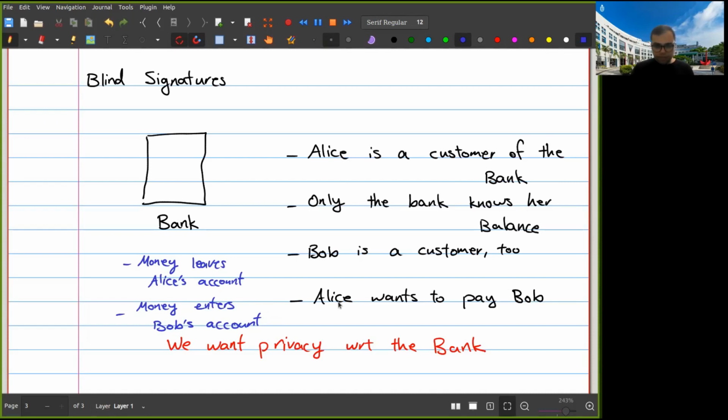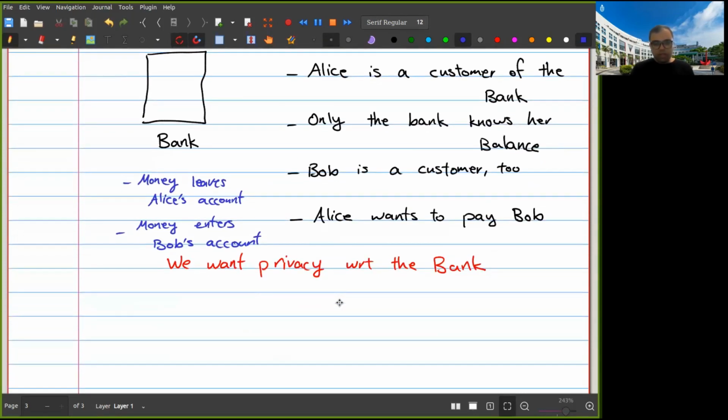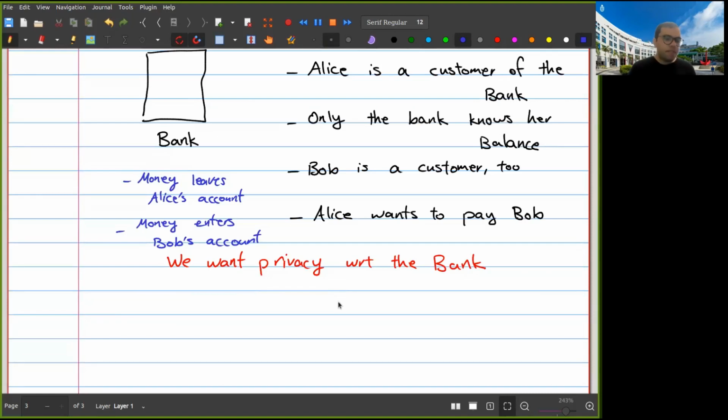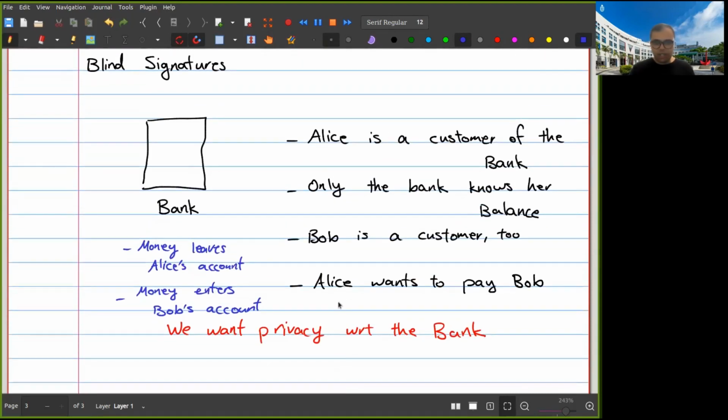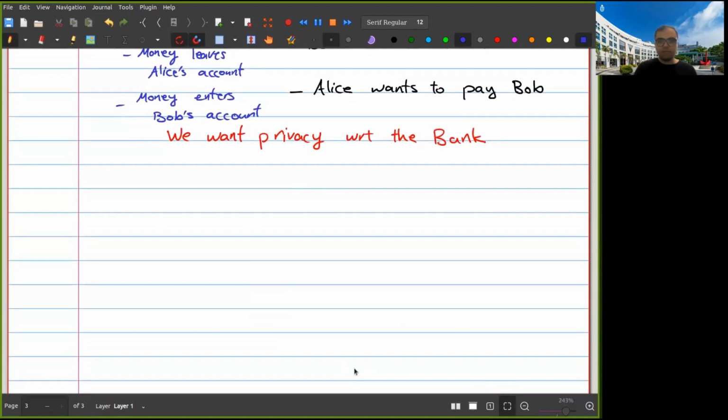Okay. Now, of course, I want to do this in a digital setting. So how can we do it in a digital setting? And again, at this point, we are not talking about blockchain at all. We're just talking about a bank that has a bunch of customers, and these customers want to transfer money between themselves, but they want to have privacy with respect to the bank. They want to make sure that the bank doesn't know who they're paying. Okay. So let's just start with our original idea.